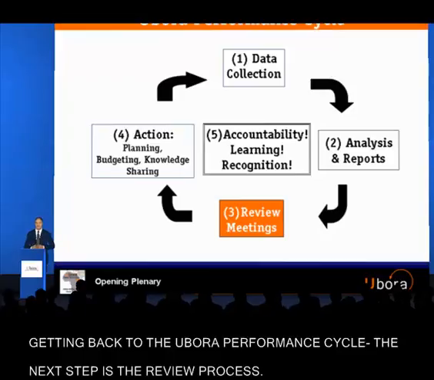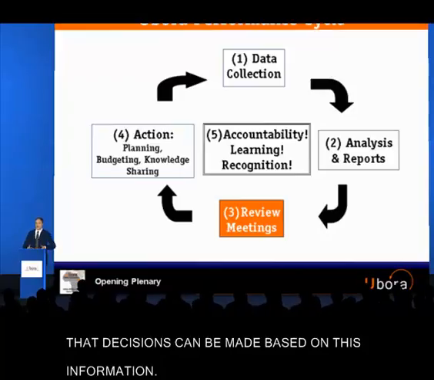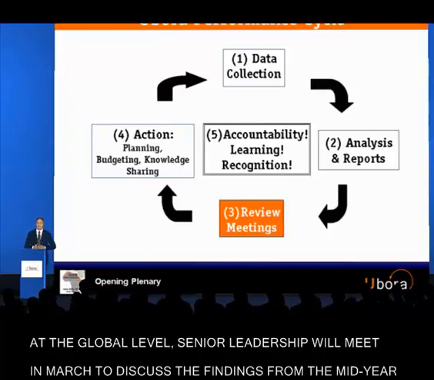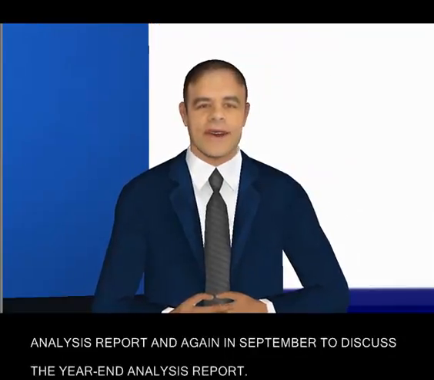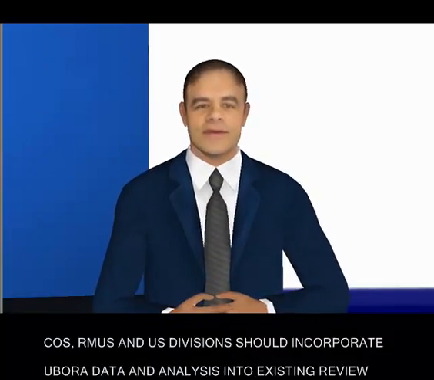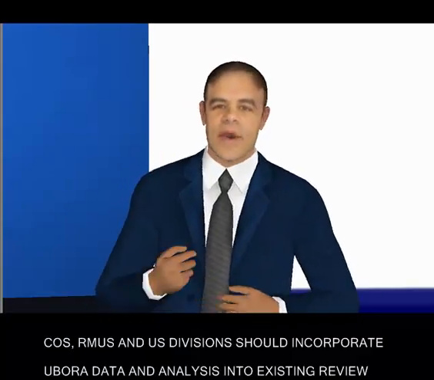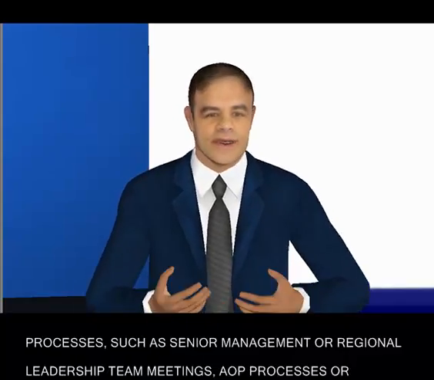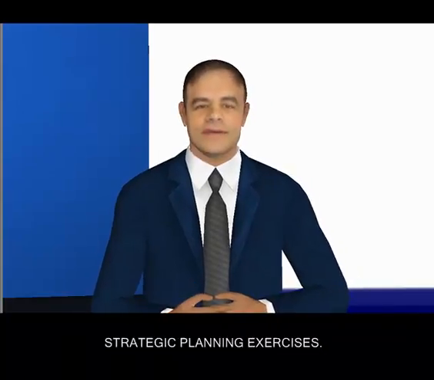Getting back to the Ubora performance cycle, the next step is the review process. The review process is key to making sure that the findings from the analysis are brought to staff so that decisions can be made based on this information. At the global level, senior leadership will meet in March to discuss the findings from the mid-year analysis report, and again in September to discuss the year-end analysis report. CEOs, RMUs, and U.S. divisions should incorporate Ubora data and analysis into existing review processes, such as senior management or regional leadership team meetings, AOP processes, or strategic planning exercises.